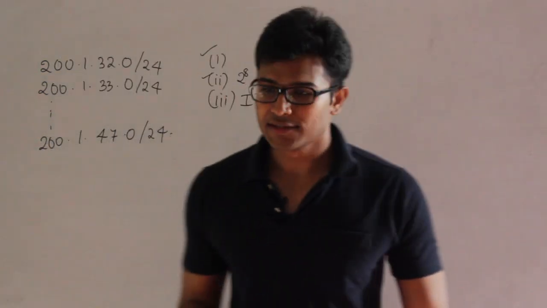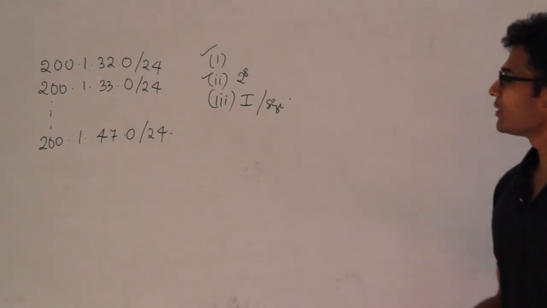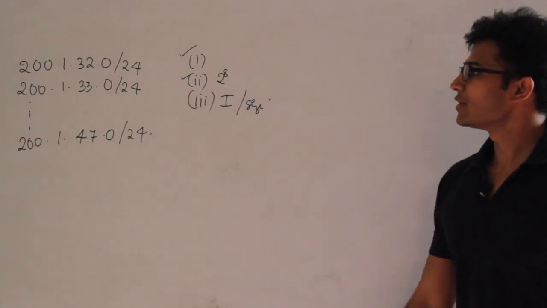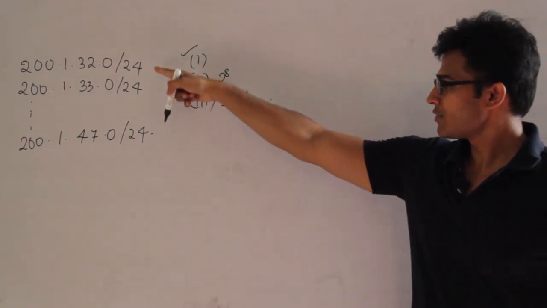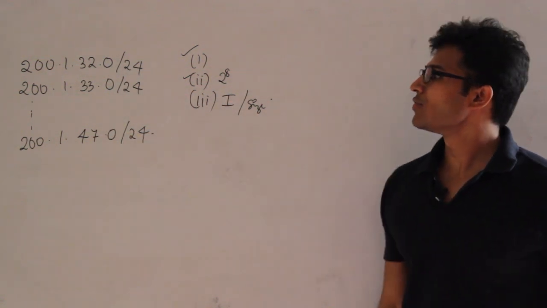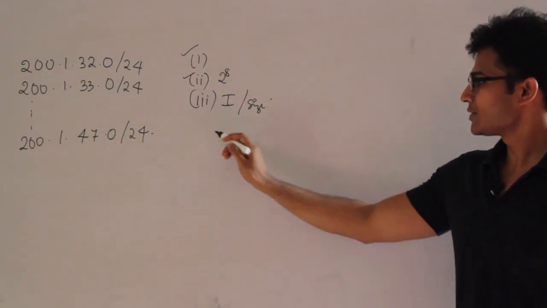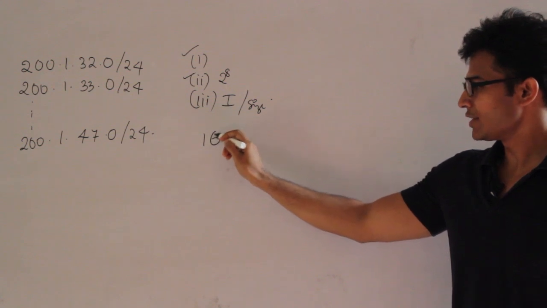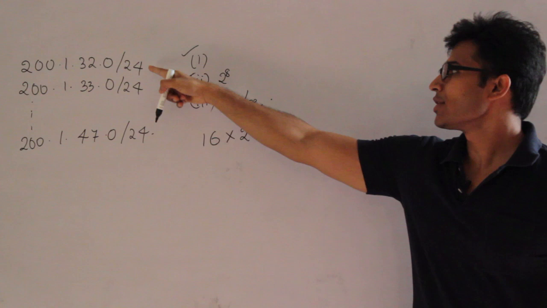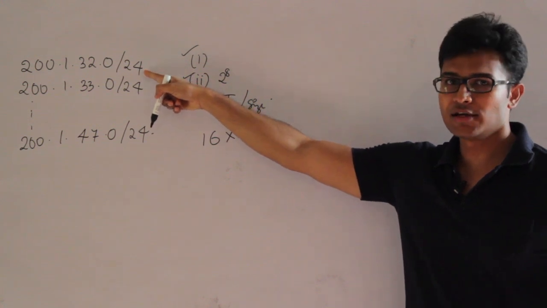The third rule says that the size of the entire supernet matters. So what is the size of the entire network? How many networks are there? It is starting from 32 going till 47, which means there are totally 16 networks, and each is of size 2 power 8. Why 2 power 8? Because /24 is given as the network ID.